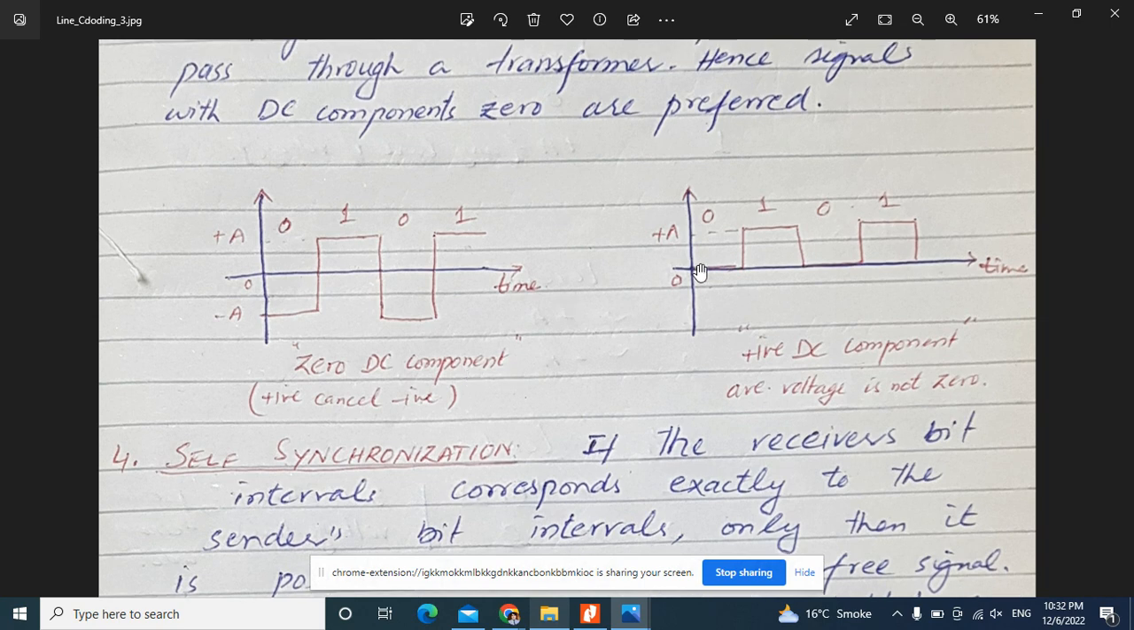But in another example like this one, if it is 0, then the level is 0. If it is 1, then the level is plus A. If it is 0, then the level is 0. If it is 1, then the level is plus A. So you can see there is a positive DC component. It means that the average value is not always 0. That is why it is usually preferred to use a signal with zero DC component.